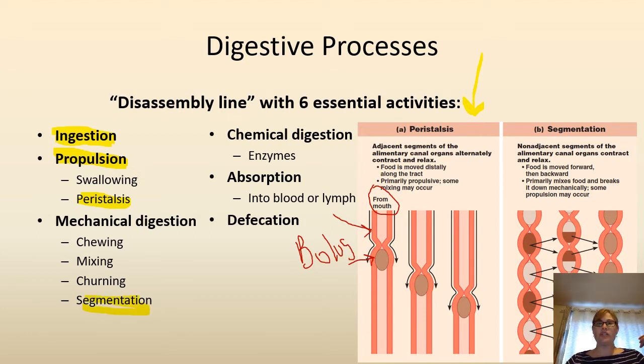So then we have chemical digestion. This is going to involve enzymes. We'll talk about this a little bit later. We have absorption, and this is getting the digested stuff into the bloodstream. Or in the case of fat, we would absorb it through lymphatic capillaries in the same place that the rest of things would be digested, and we'll talk about later. And then we have defecation, which is, of course, elimination.